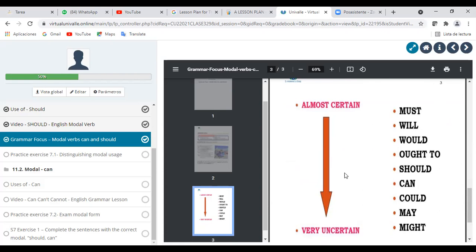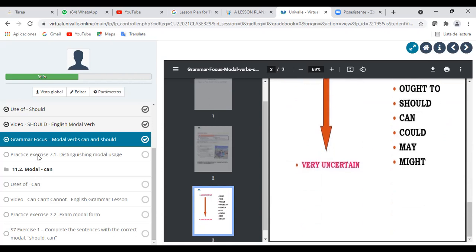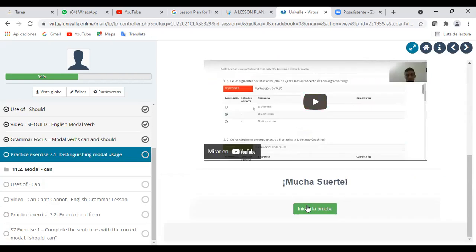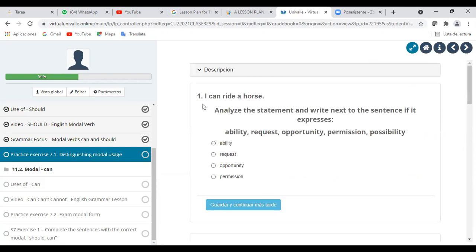And here we have some other modal verbs, from almost certain to very uncertain. Must, will, would, ought to, should. Can, could, may, might. Almost certain and very uncertain. And here we have a practice exercise distinguishing modal usage. So we're gonna do this one. I can ride a horse. Analyze the statements and write next to the sentence if it expresses ability, request, opportunity, permission, or possibility.